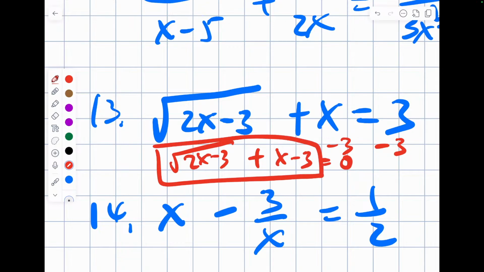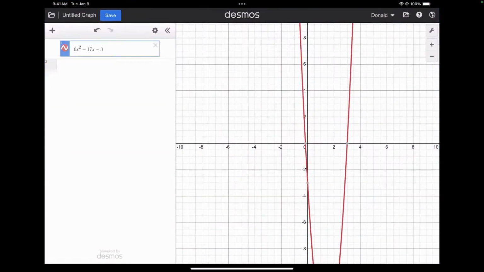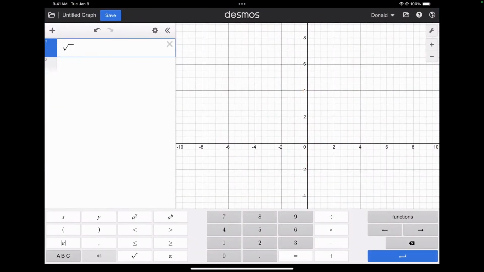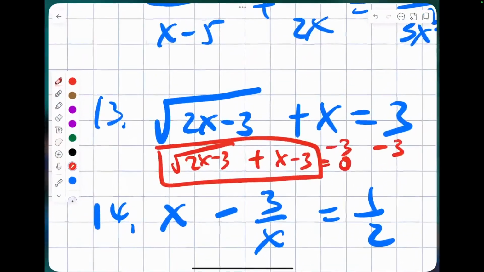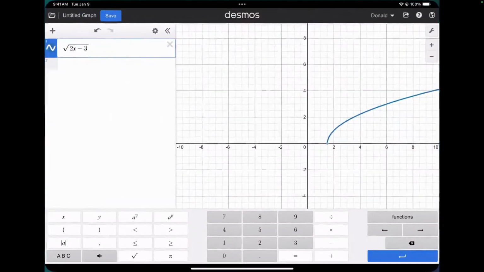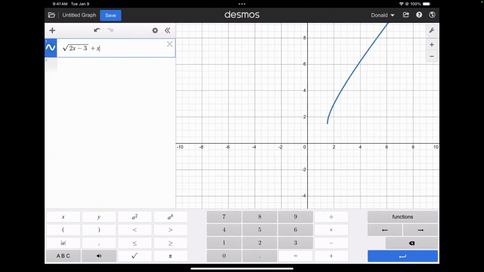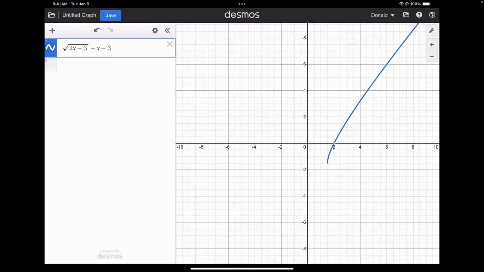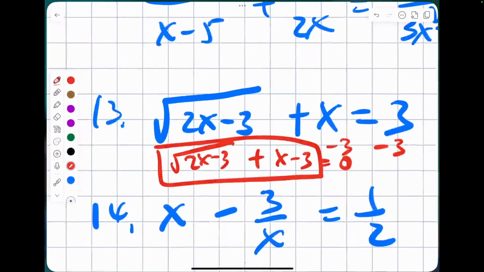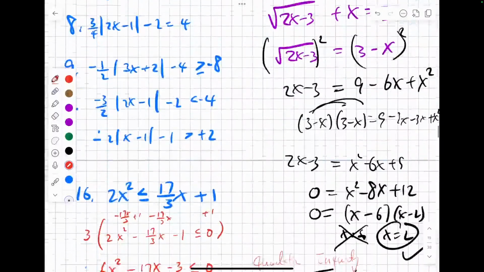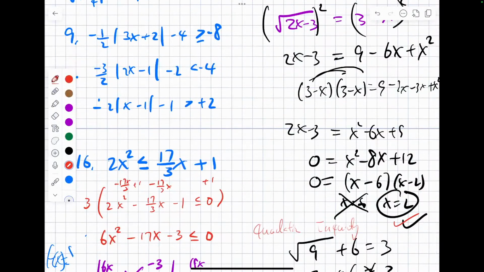And what are you looking for? The x-intercept, right? So square root of 2x minus 3, plus x minus 3. And there you go. The x-intercept is 2. And what answer did we get? 2. So this is how you cheat.